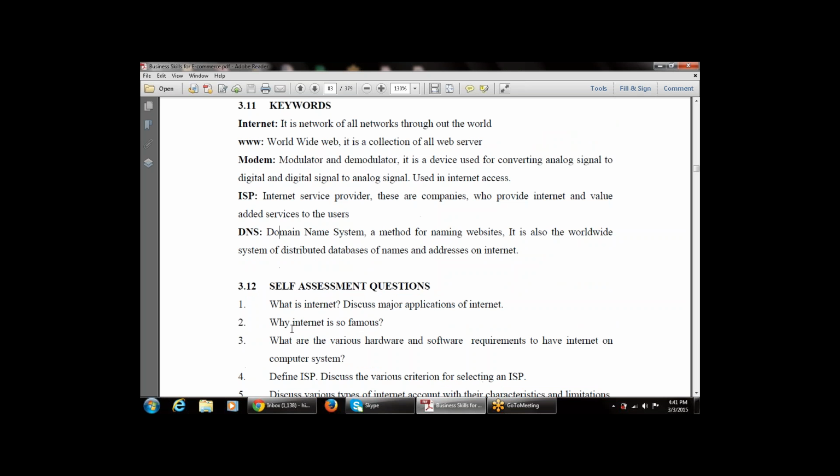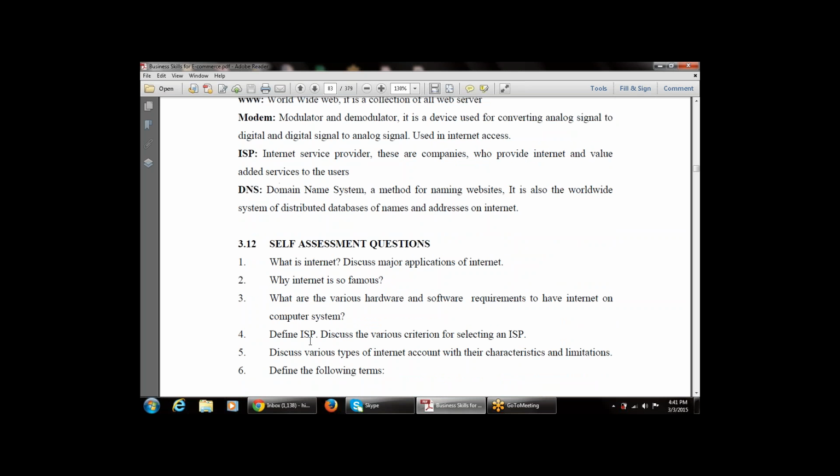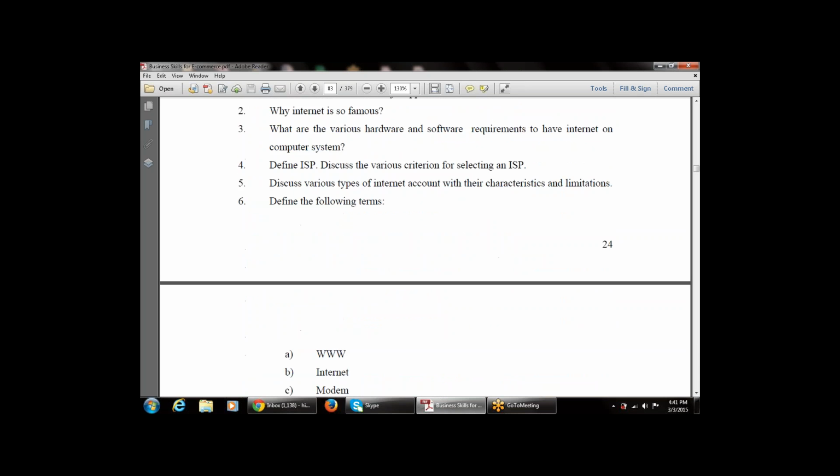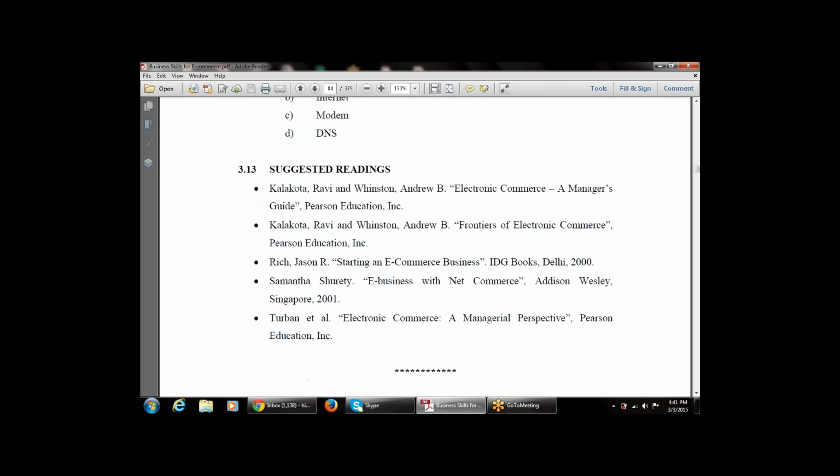Then there are self-assessment questions. There are different types of questions available, based on this chapter. We have also discussed the questions. Then these are the readings.